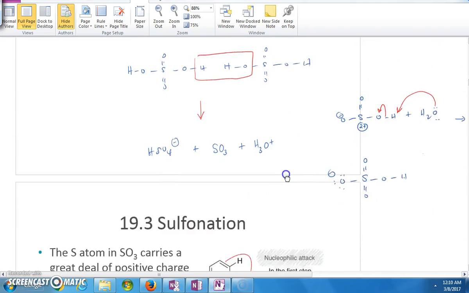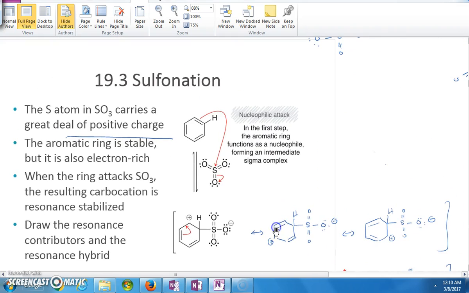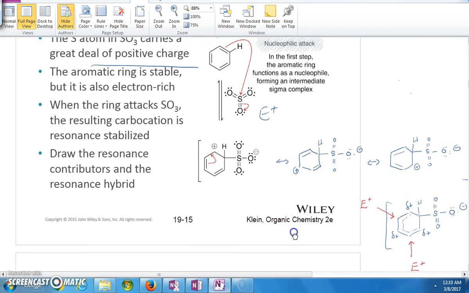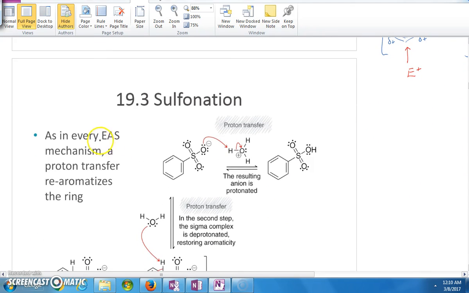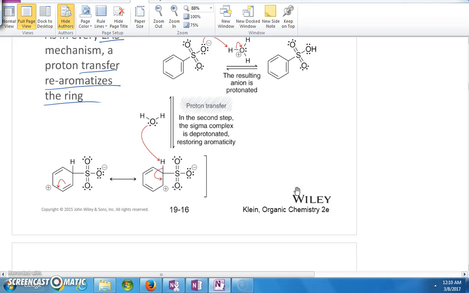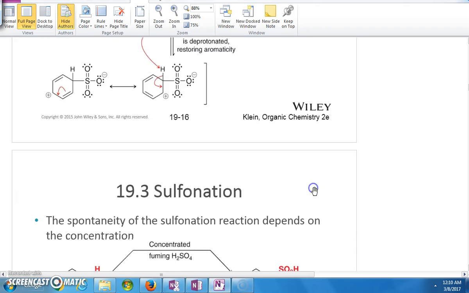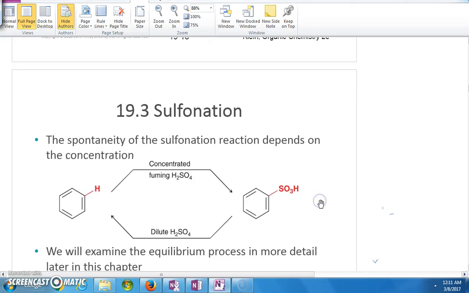So eventually what can happen is the attack by the nucleophile on the electrophile, and it goes through all this. In every electrophilic aromatic substitution mechanism, a proton transfer re-aromatizes the ring. And that brings significant stability, making the reaction exothermic overall.